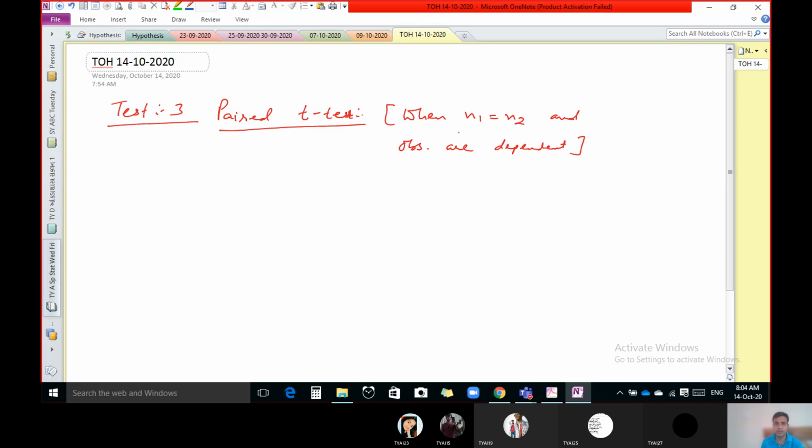Here our null hypothesis, step 1, null hypothesis H0 is mu1 equal to mu2, or you can write H0 is d bar equal to 0. Both are same. Now what is the meaning of this? Mu1 equal to mu2.